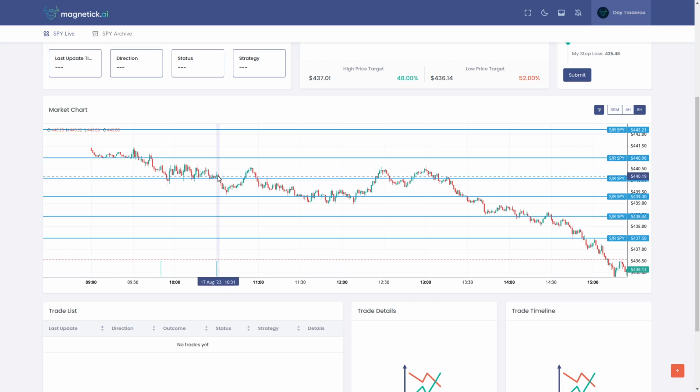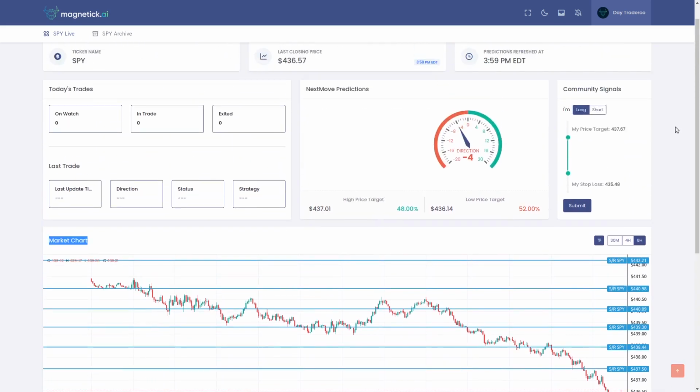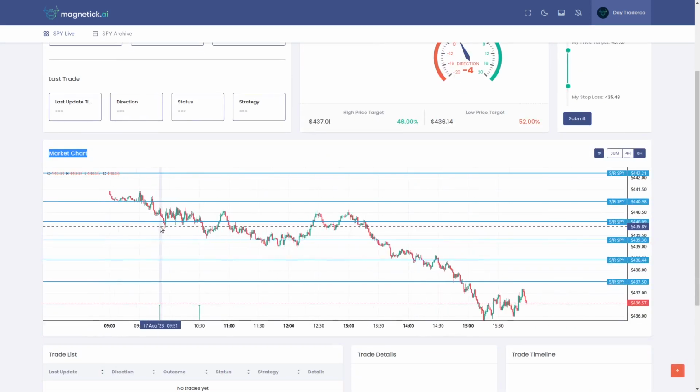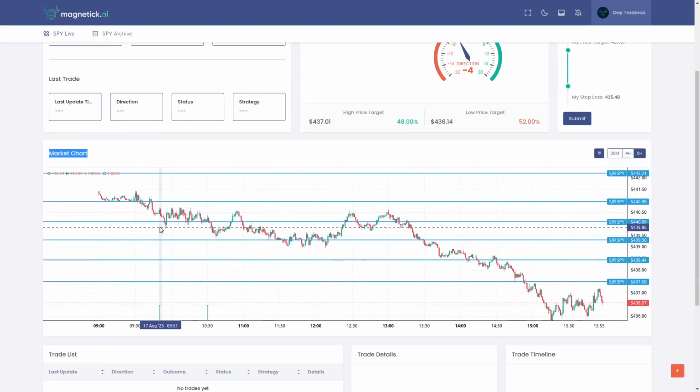And soon after, what happened was this level was broken. So this was a community signal. I will have another video on community signals, but you can enter your trade ideas during the day using the community signals panel that we have here. But overall, I think we had multiple good opportunities today.